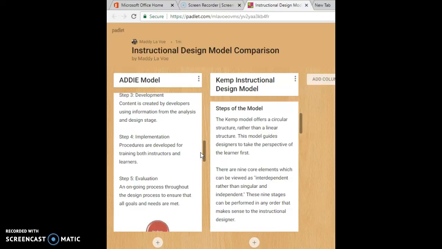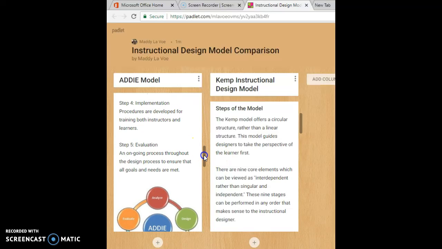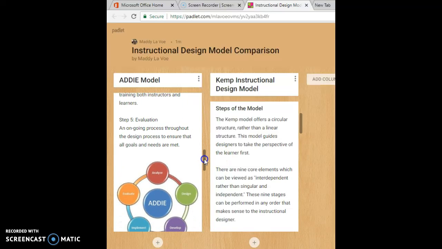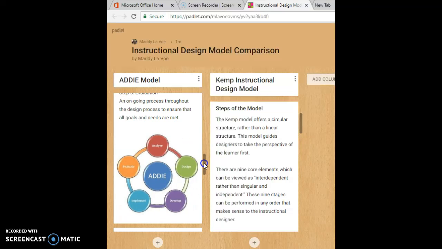So that's where all parts of the design process are going to be considered to make sure that all the goals of the learner are met. And you can see it's very linear through this diagram. It's going to move step by step, aside from that evaluation stage, which really is kind of an integral role in all parts of the instructional design process.